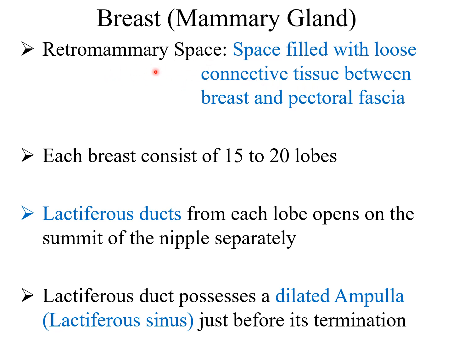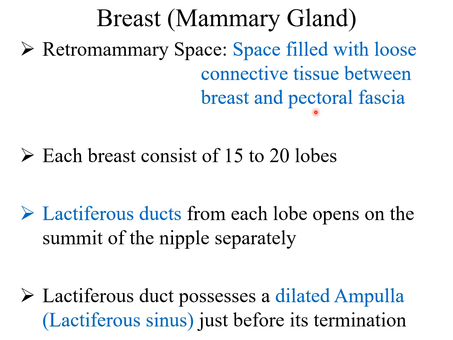So because of the presence of loose connective tissue, the breast is a little bit movable structure, because of the retromammary space, which is lying between the breast and the pectoral fascia. We will see it in the picture later on.